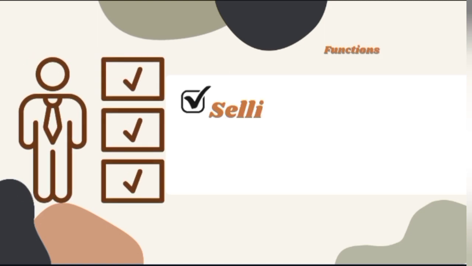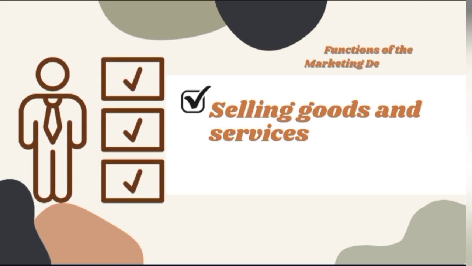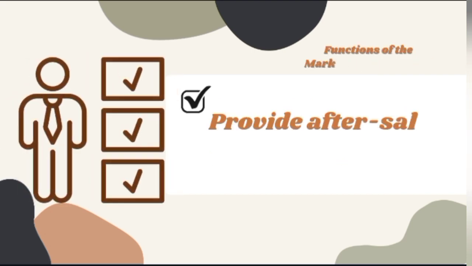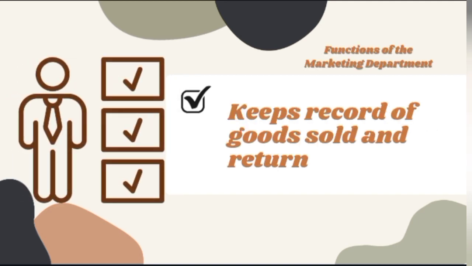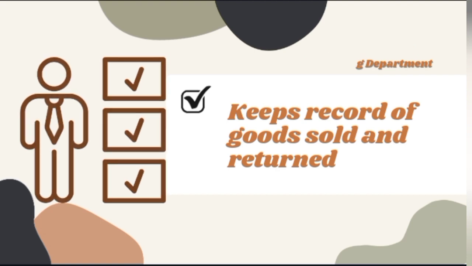That's creating awareness. And then also they sell goods and services to customers. And then number 3, they provide after sales services. After sales services are those services that are rendered to customers after making a purchase. So the marketing department also offers those services, and they also keep records of goods sold and goods returned. So these are some of the functions of the marketing department.